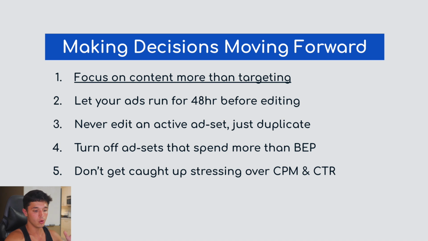Number 5 is don't get caught up stressing over your CPM, click-through rate, or anything of the likes, because CPMs and click-through rates are important. Typically, in the United States, I'm looking for a CPM between $20 and $40 and a click-through rate on my creatives over 2%. But the reality is that just because your CPM may be higher or your click-through rate may be lower, doesn't mean that your ads can't be profitable. There are many ads that I'm running right now that are profitable and making me consistent sales that have a high CPM, that have a low click-through rate. And that's just the nature of Facebook.